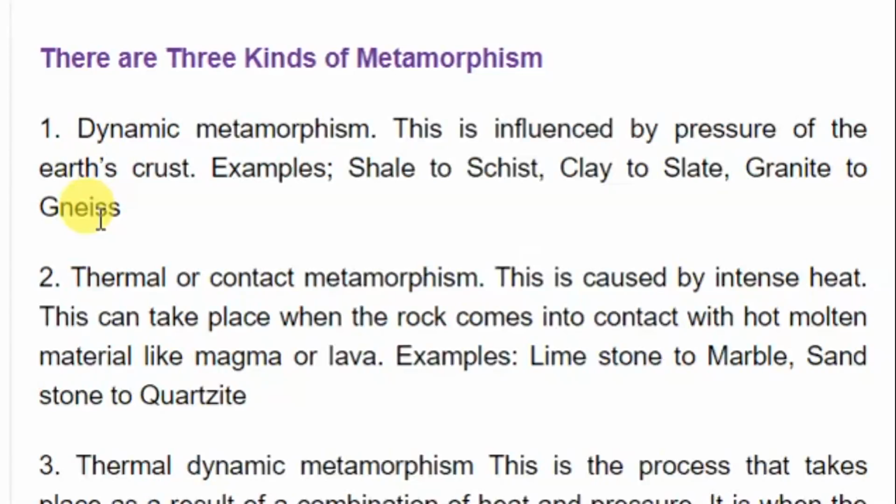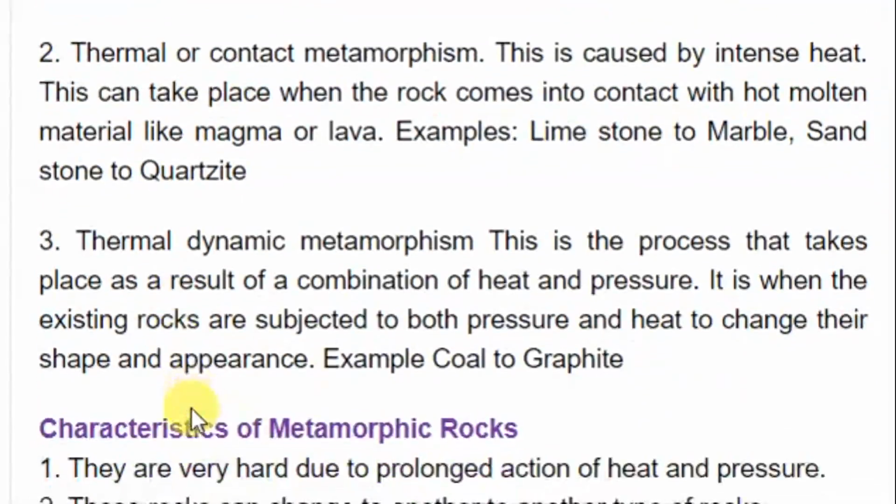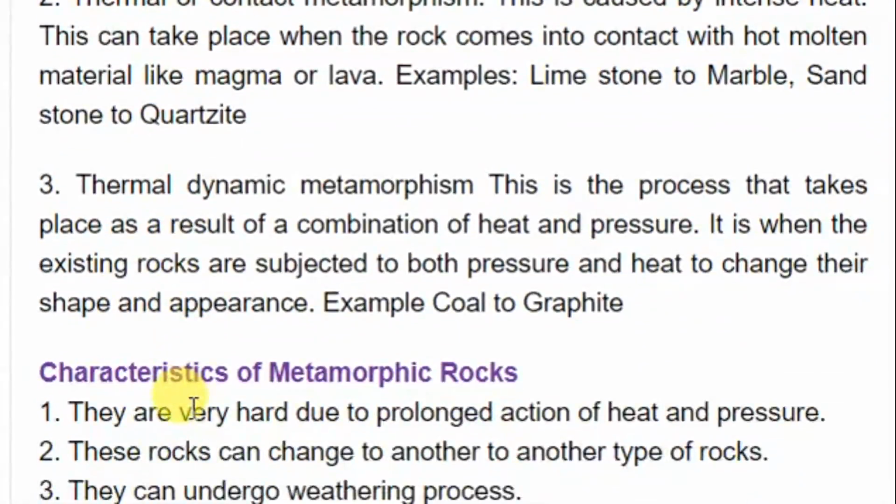Also, you have thermal or contact metamorphism. Thermal or contact metamorphism. So this is caused by intense heat. This can take place when a rock comes into contact with hot molten materials like magma or lava. So this is called the thermal or the contact metamorphism. Example, limestone to marble or sandstone to quartzite.